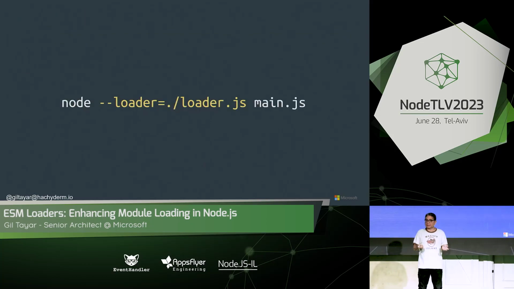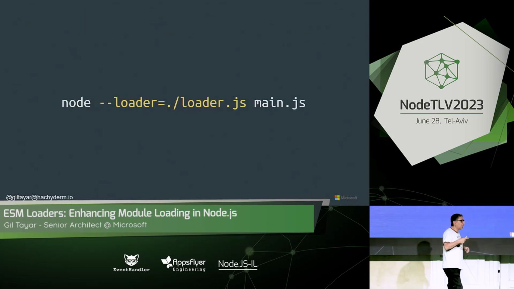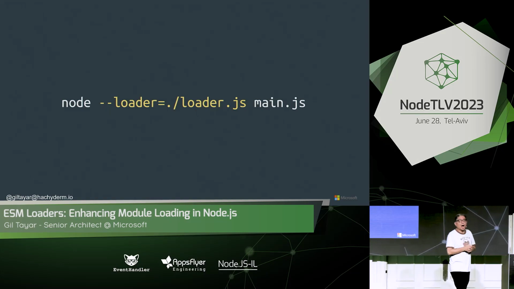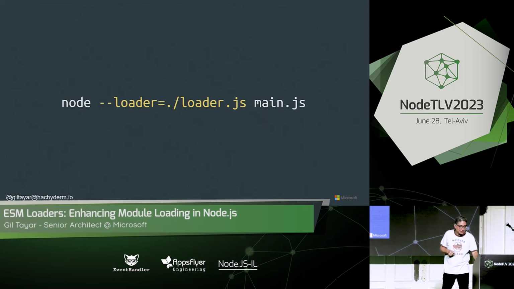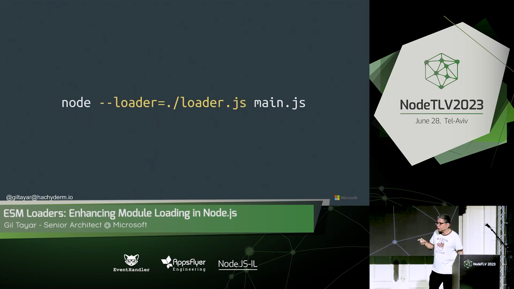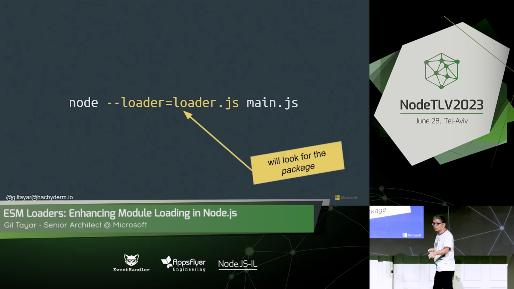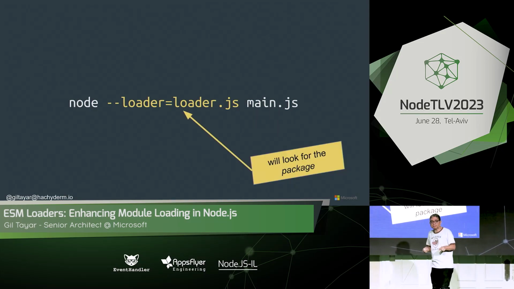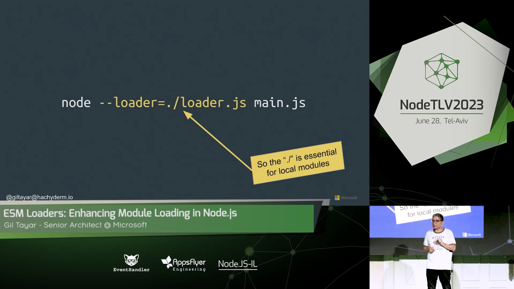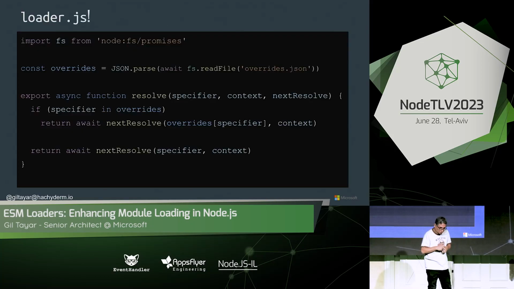So first of all, let's talk about the syntax. --loader. A lot of you will see --experimental-loader because ESM loaders are still in the experimental phase. I think we're really, really close to stabilized ESM loaders, but we're not there yet. So you do --loader. Note the ./. If you don't do ./, if you say loader.js, it will search for a package called loader.js, which isn't what we want here. So don't forget the ./ in this case.